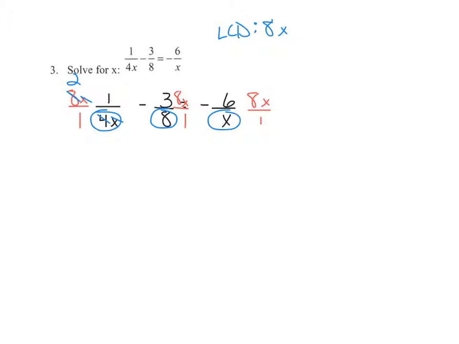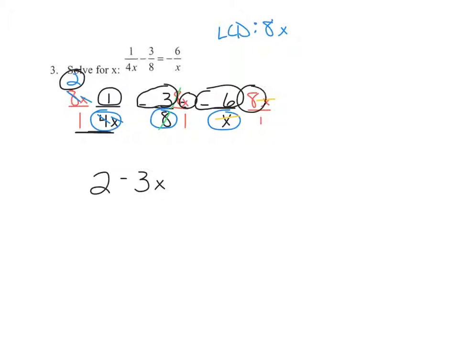On the next set of fractions, the 8's cancel, so the x is left, and on my last fractions, my x cancels, so the 8 is left here. Looking through the problem, I'm going to multiply out whatever's left. 2 times 1 is 2. Notice the denominator is gone except for a 1, which we don't need to write. Then all I have left here is negative 3 times x, so negative 3x. And here I have negative 6 times 8, which is negative 48.